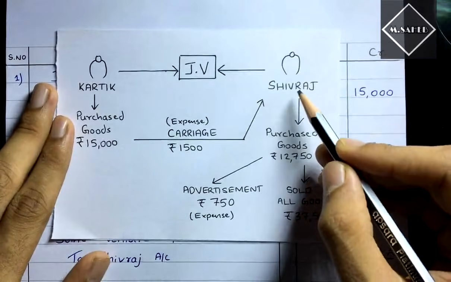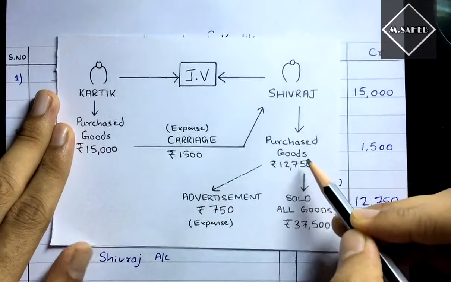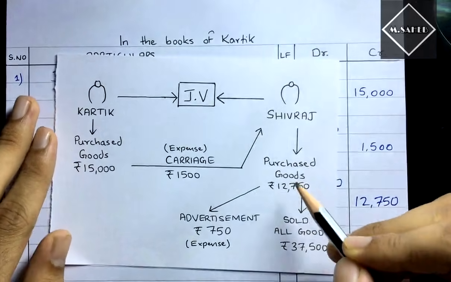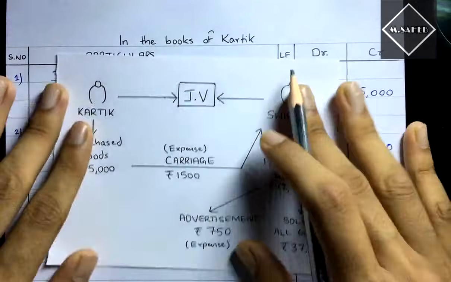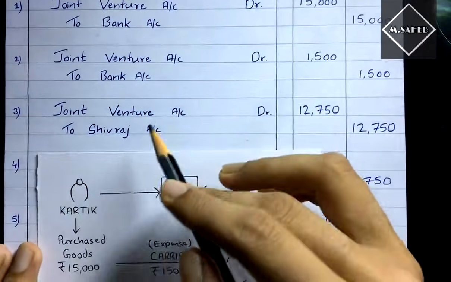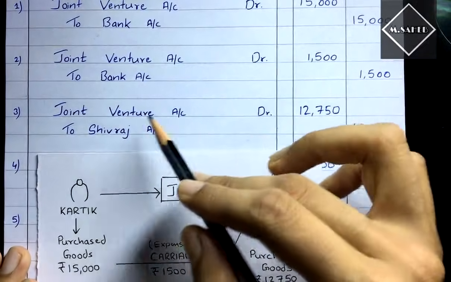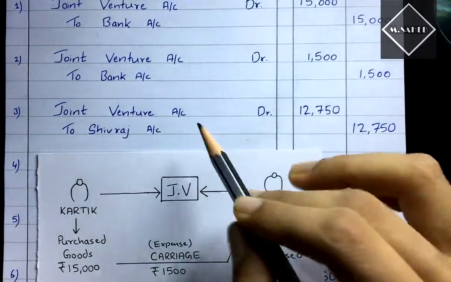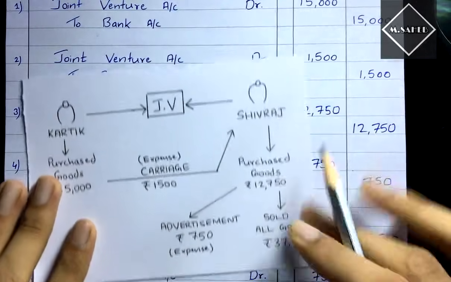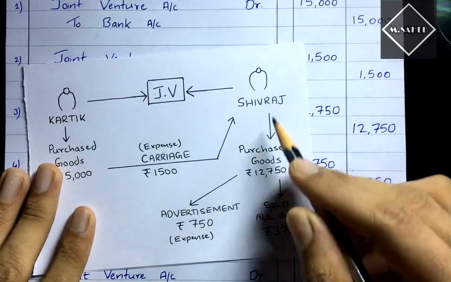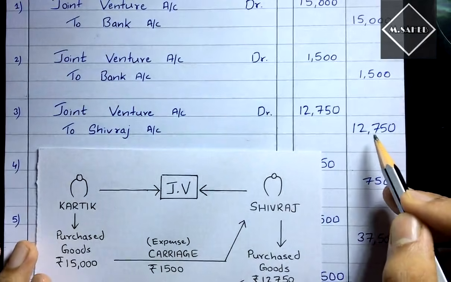And then Shivraj also purchased goods of rupees 12,750. Now he purchased those goods, so you know this is also an expense. So now expense is again increasing. Whenever expense increases, you have to debit the joint venture account. See, it's very simple. Joint venture account to Shivraj. Why Shivraj? See, expense is increasing, right? So joint venture account is debited 12,750. But why is Shivraj account credited? That is because those goods were purchased by Shivraj, right? 12,750. That's why Shivraj capital account will get credited.